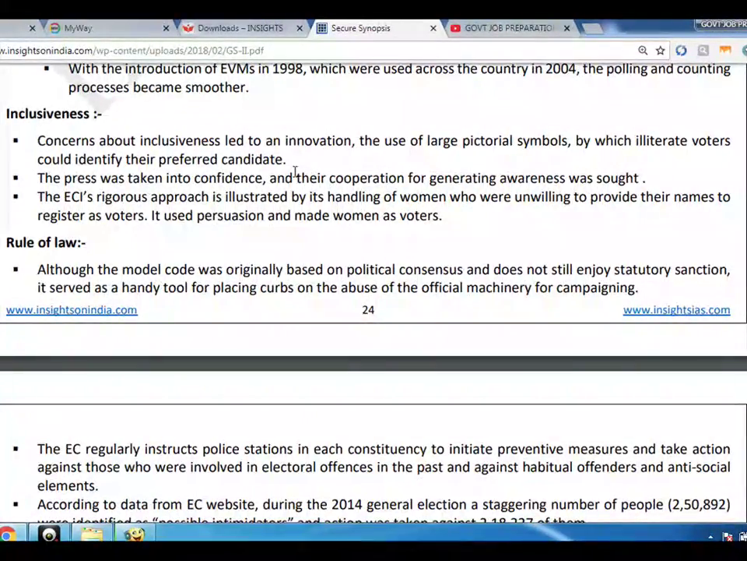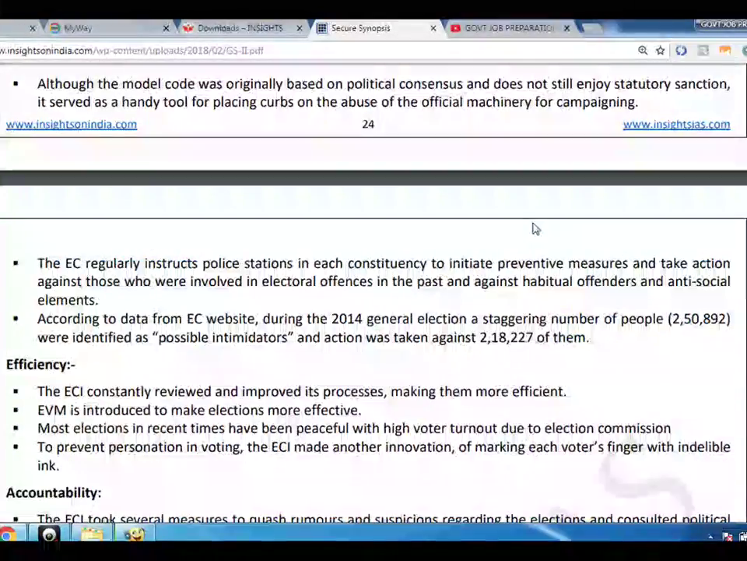Rule of law. Although the model code was originally based on political consensus and still does not enjoy statutory sanction, it served as a handy tool for placing curbs on the abuse of the official machinery for campaigning.